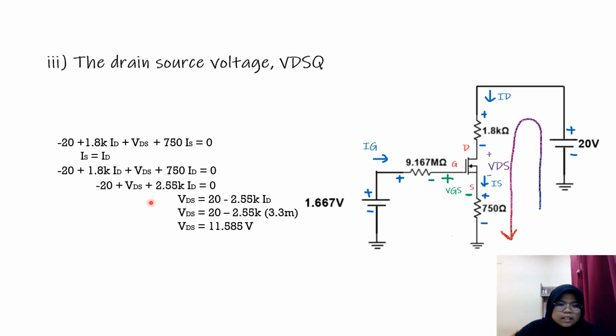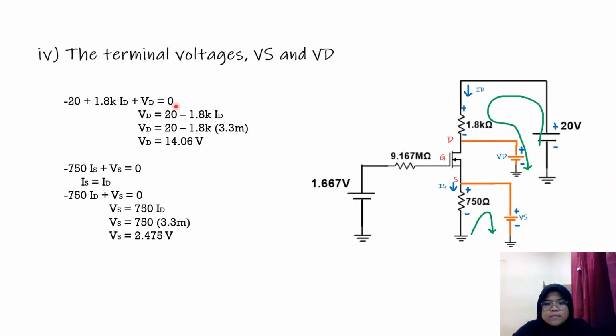So to find the VDS, negative 20 and 2.55k ID will move to the right, and the VDS will become negative 20 minus 2.55k ID. From the graph, the value of ID is 3.3 milliampere. So just substitute the 3.3 milliampere into the ID. So the value for VDS will become 11.585 volt.